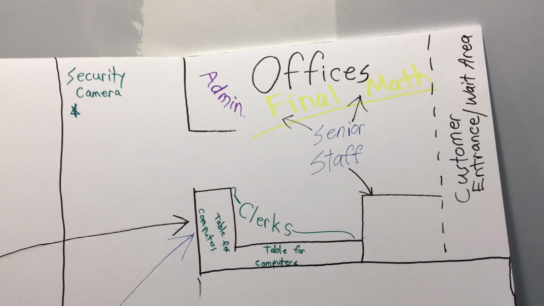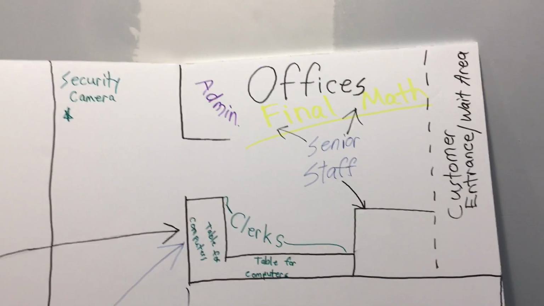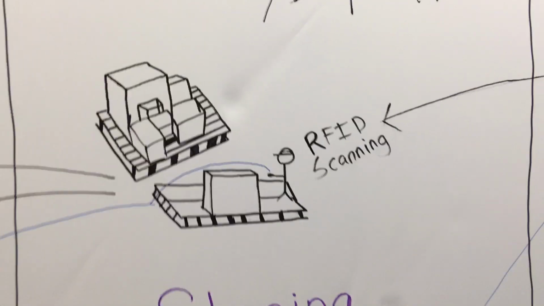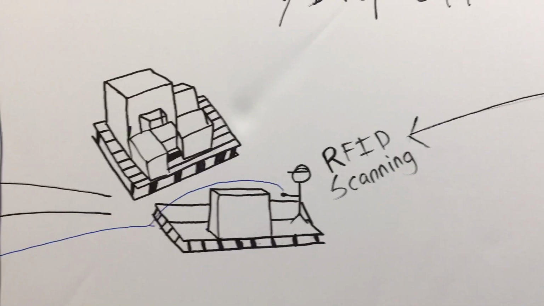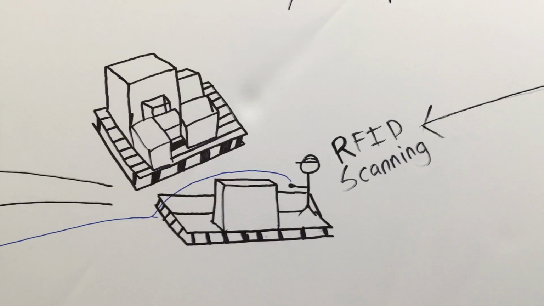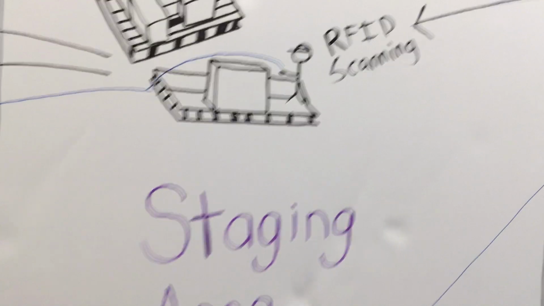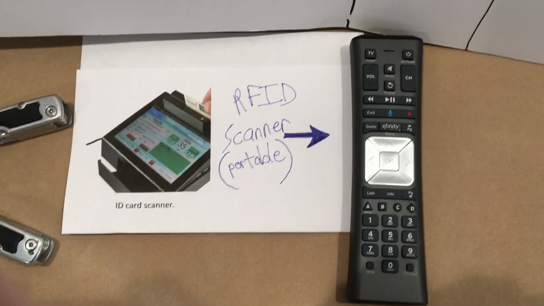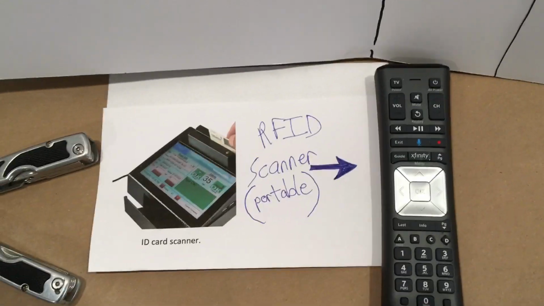So you got your admin offices here, you got their clerks and their ordering computers, you got the senior staff area, and you even have a nice little customer waiting area. And then of course you have the staging area. Now, I was only able to draw this in a limited amount of time, but in each space of the warehouse, you're going to have the capability for RFID scanning. That's because most of the devices that are in this building are going to be the portable kind, which basically looks like that. They can come in the form of your cell phone, a remote control looking thing, or even the scanner that you would normally see at Walmart here.